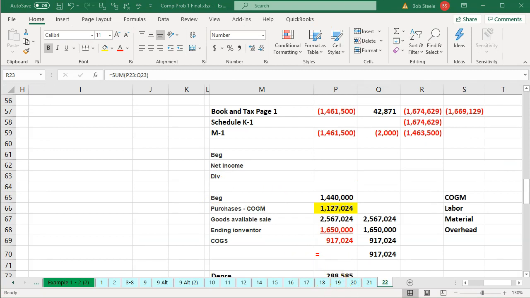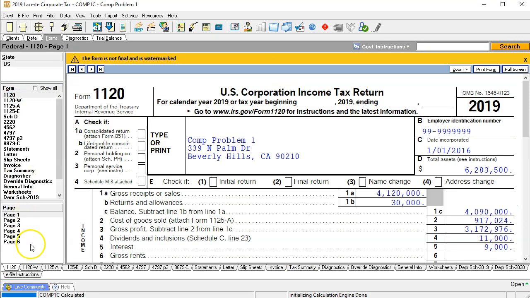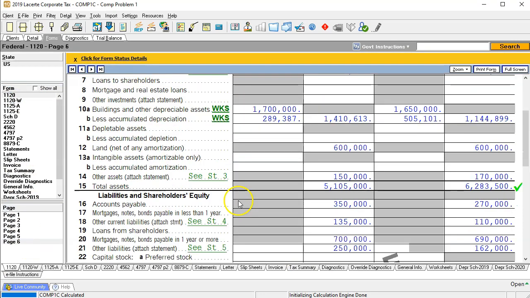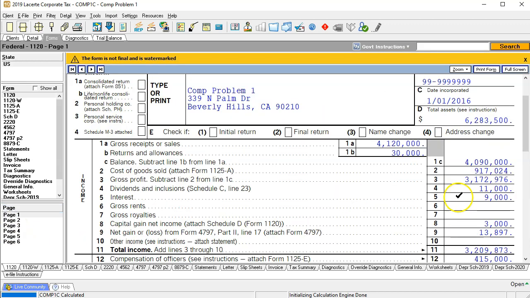Now the next thing we would do is, of course, check if we are in balance. I'm going to go back to the tax return. I'm going to go back to the 1120 and say, okay, let's take a look at page 6. We started in balance before this process. Now we're out of balance. And now I'm going to go, well, something went wrong there. So what went wrong? If I go back to page 1, now we're going to have to dig into the detail. What's going on here?